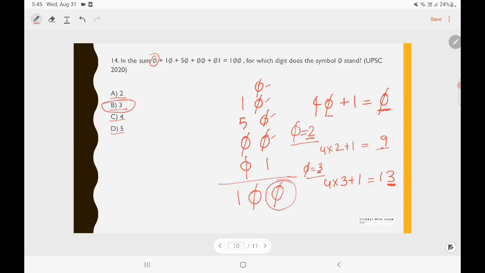Now let's put other values as well. So if it is equal to 4, you will get 4 into 4 plus 1, that is 17, but this is not 4, so this is wrong. Now if it is equal to 5, you will get 4 into 5 plus 1 is equal to 21. Again, this is not 5, so this is also wrong. So option B is the right answer.